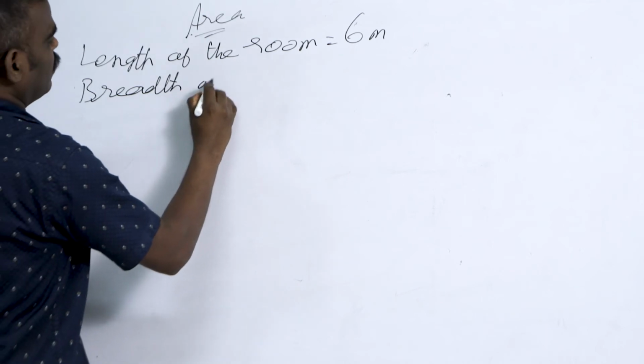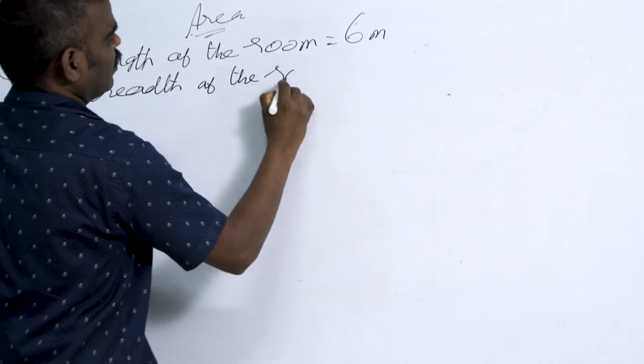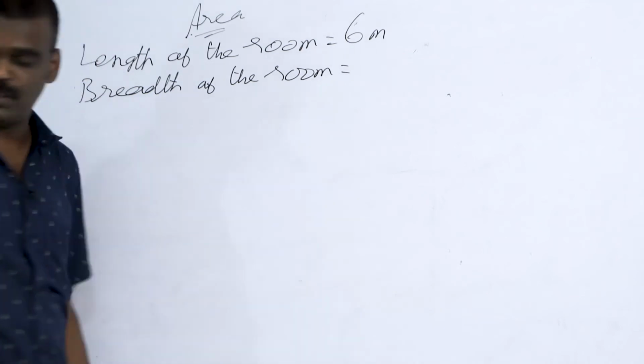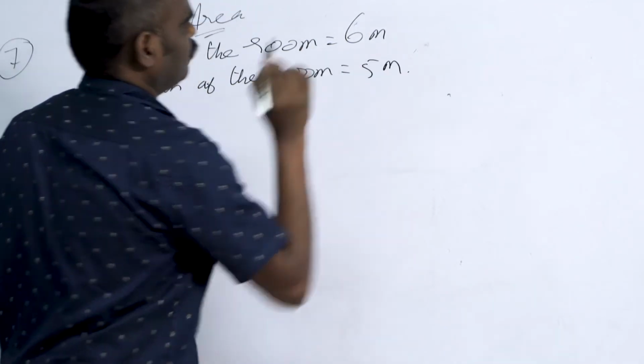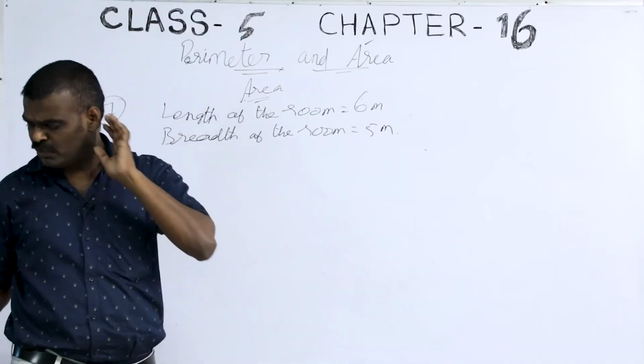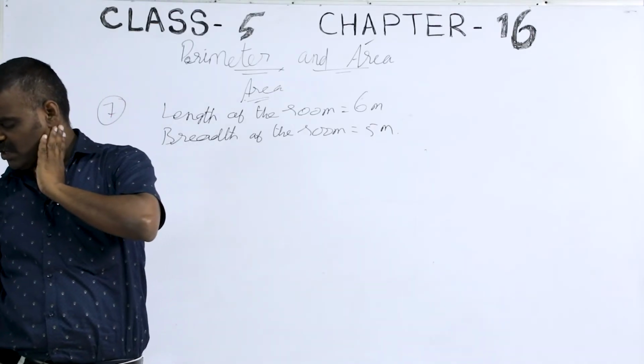Breadth of the room is also given. How much is the breadth of the room? 5 meter. Okay. Now we are going to calculate the cost of flooring.